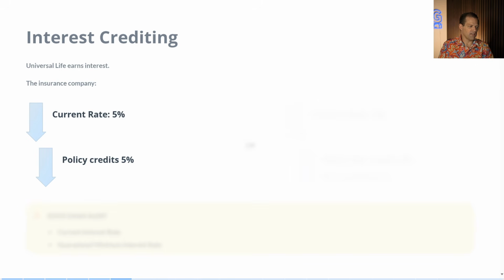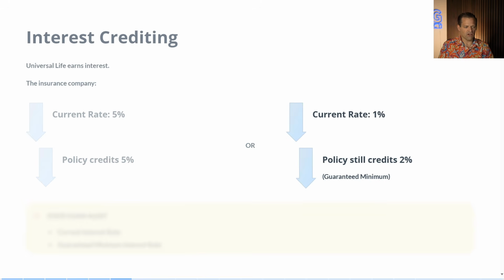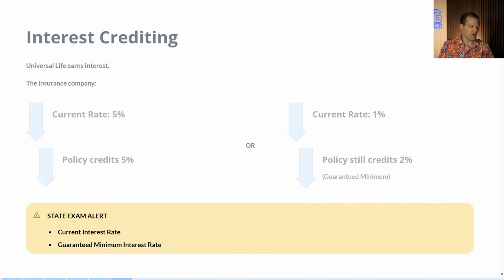The insurance company has a current rate and then the policy credits a guaranteed minimum. Okay, so it just depends. So again, know the difference between the current interest rate and the guaranteed minimum interest rate.